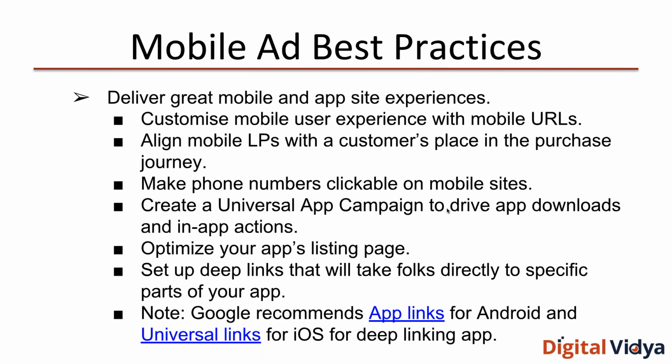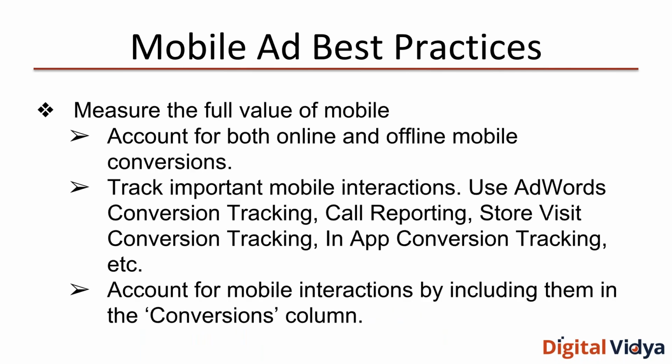If you have a mobile app ad about some specific feature of your mobile app, and you are going to lead the user to open a particular section of your mobile app, make sure you link the final URL to that section in your mobile app. Just like on a website, if you have an ad about, let's say, a sports shoe, you want to take the user to a page on the site for sports shoes, not a generic home page which has all sorts of shoes, right? Same way, set up deep links that will take people directly to specific parts of your app. So these are the things you need to do to deliver great mobile and app site experiences.